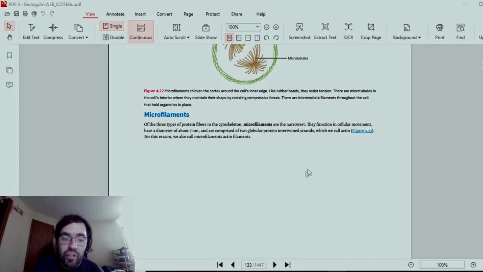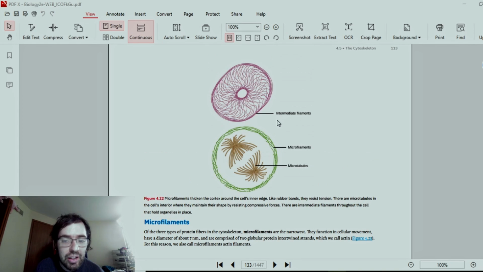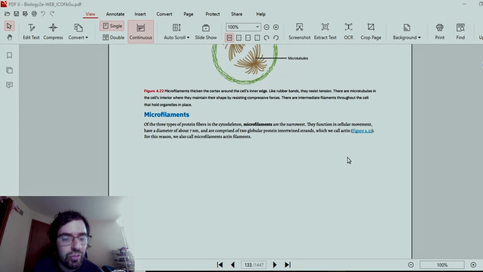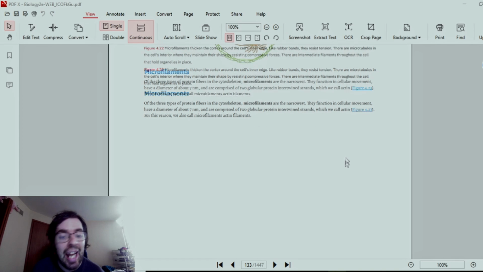Microfilaments. Of the three types of protein fibers in the cytoskeleton, microfilaments are the narrowest, which would be these right here, the green things. They function in cellular movement, have a diameter of about 7 nanometers, and are comprised of two globular protein intertwined strands, which we call actin. For this reason, we also call microfilaments actin filaments.